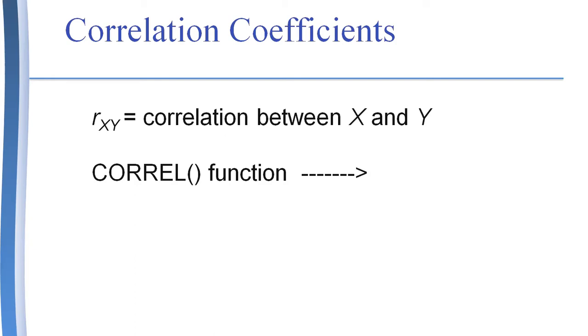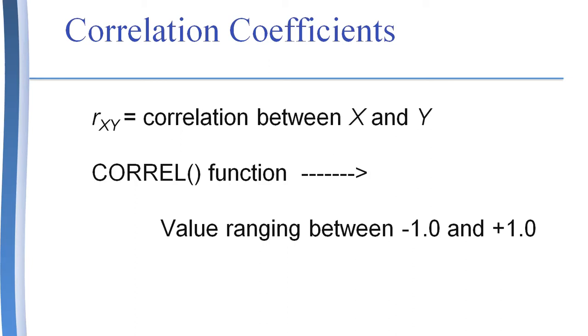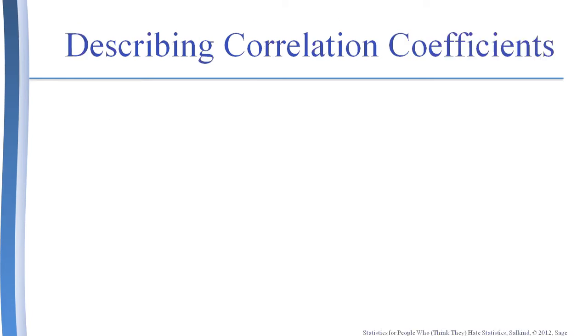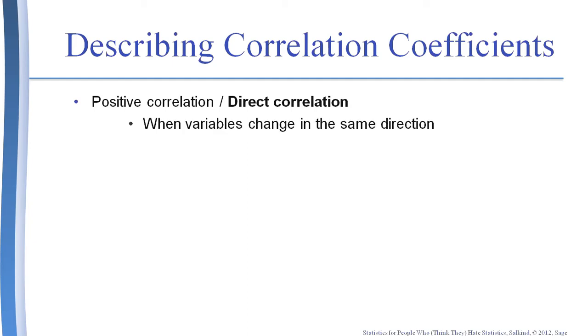So we use the CORREL function and we get a correlation coefficient that will always range between -1 and +1. It'll never be over or under that range. Okay? So once we find that number, we depict it using the small italicized r, and that's how we denote our results.